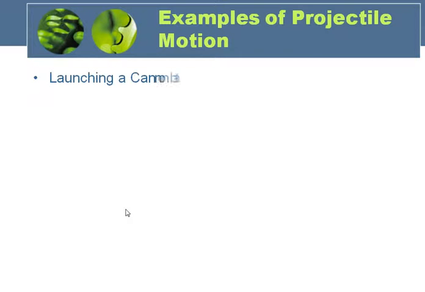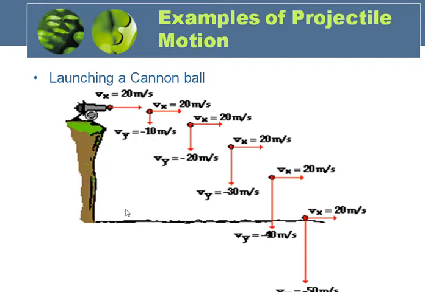Moving on, the path which the cannonball takes is an example of a projectile motion. We can see that the horizontal velocity is constant all the way as the vertical velocity changes with time.